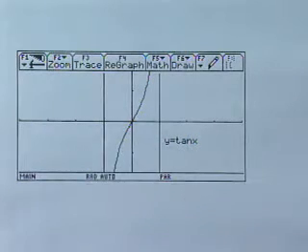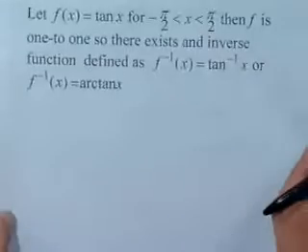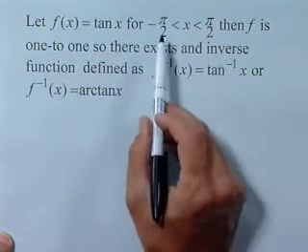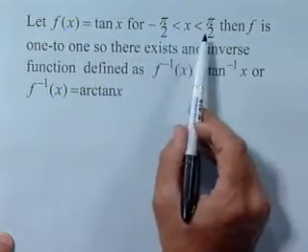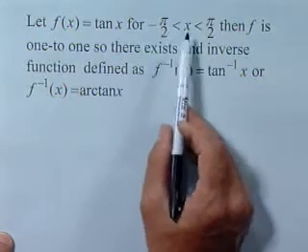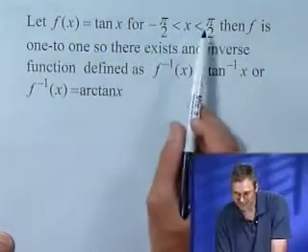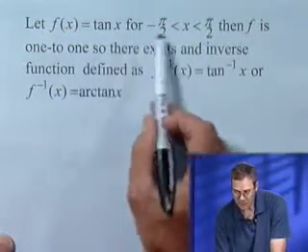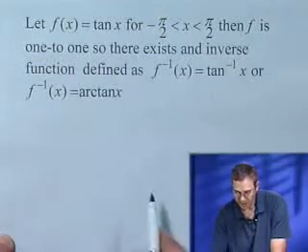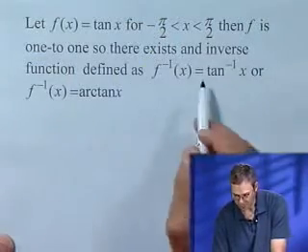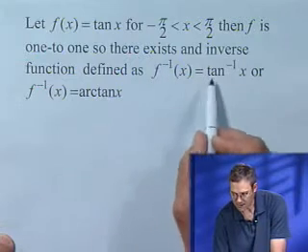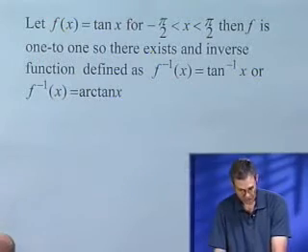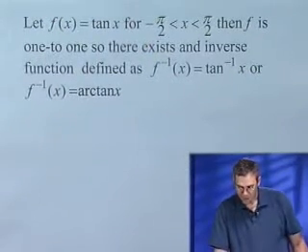Okay? So let's write this down. Let f of x equal tangent x for x strictly between minus pi halves and pi halves. Notice there's not an equal sign here. x cannot equal negative pi halves. It has to be bigger than negative pi halves and less than pi halves. If we let f of x equal tangent x on this interval, then f is one-to-one. So there exists an inverse function, and we'll define it as f inverse of x equals tangent inverse of x, or arctangent x. What's going to be the domain and range of these things?